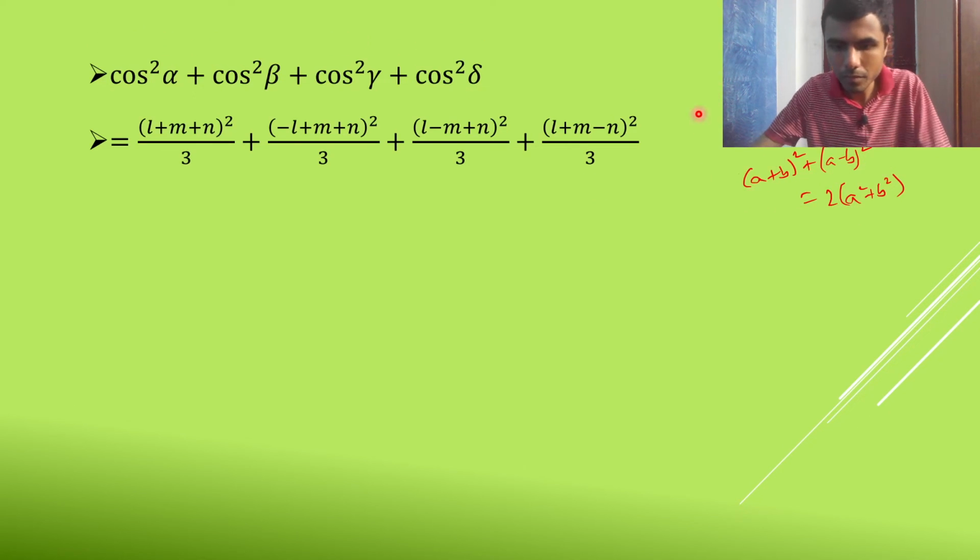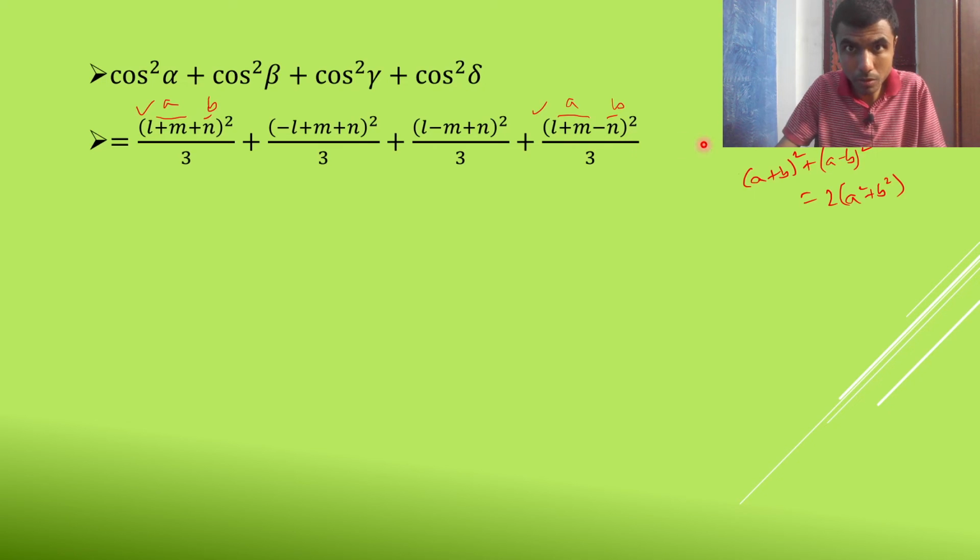How? If you observe the first term and the fourth term carefully, here I have L plus M plus N, and here I have L plus M minus N. So if you consider L plus M as a and N as b, this is of the form a plus b whole square and this is of the form a minus b whole square. So I can apply this: a plus b whole square plus a minus b whole square is 2 times a square plus b square.